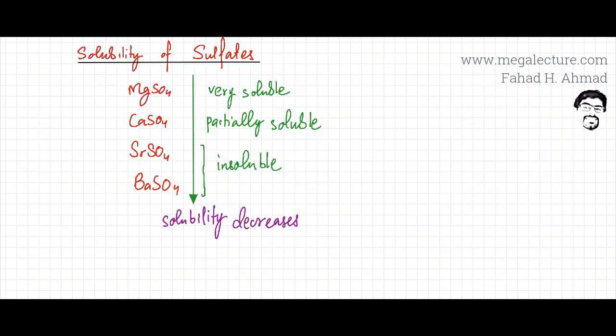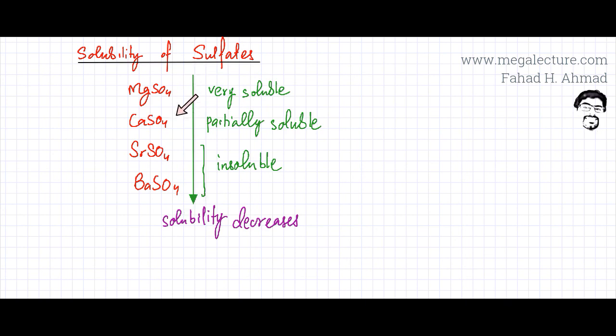Now, along with hydroxides, you must also know the solubility of sulfates, which is the opposite of hydroxides. For hydroxides, the solubility increases down the group, but for sulfates, the solubility decreases down the group. Barium sulfate is insoluble and usually forms a white precipitate that is clearly visible. MgSO4 is very soluble. So as you go down the group, the solubility decreases.